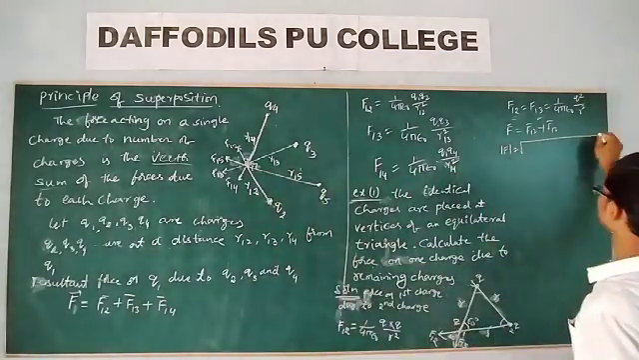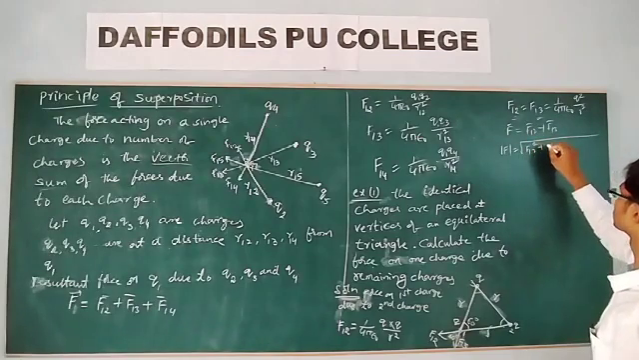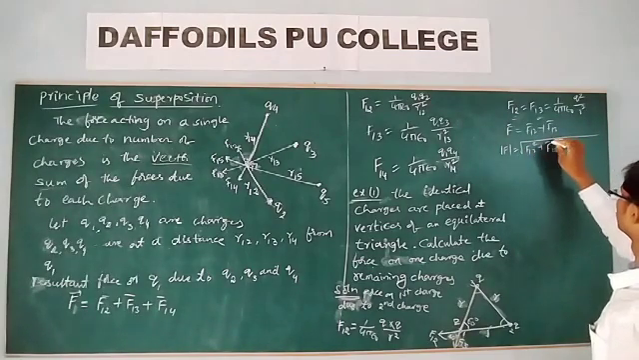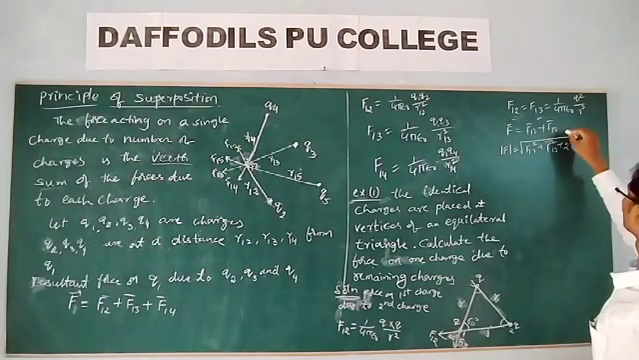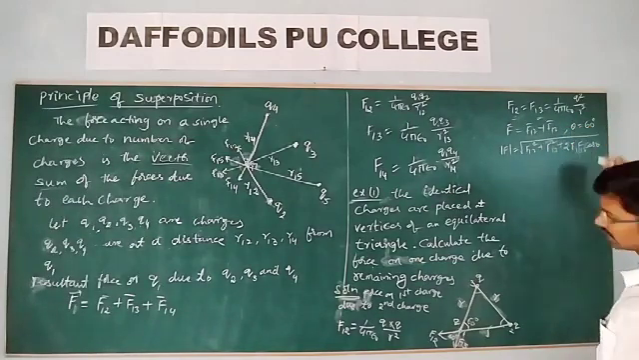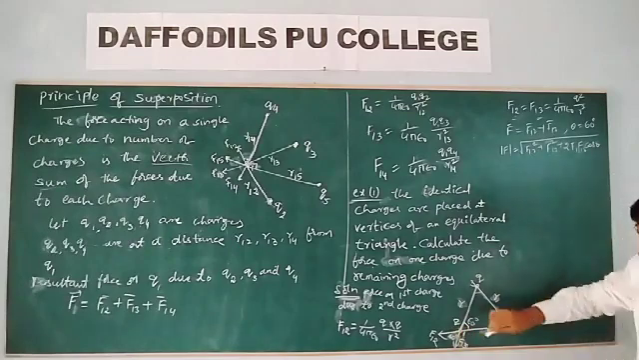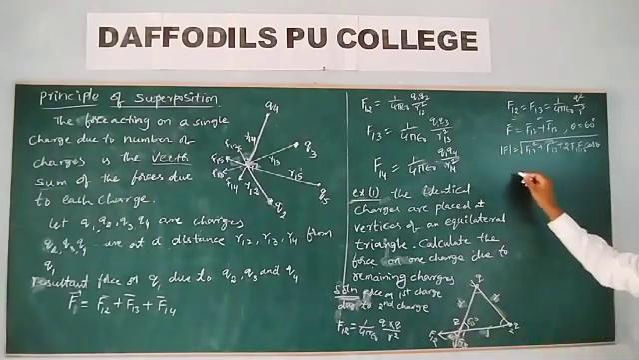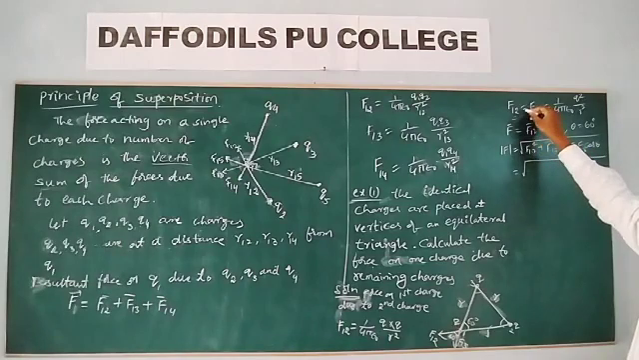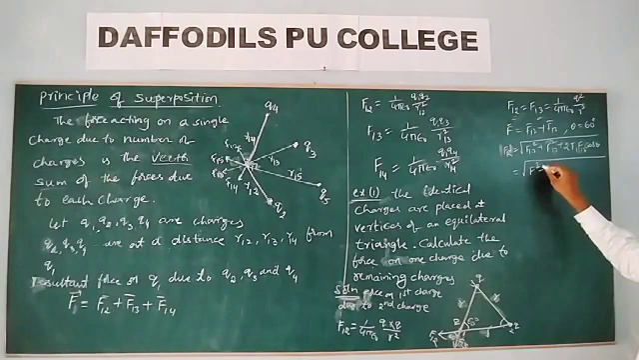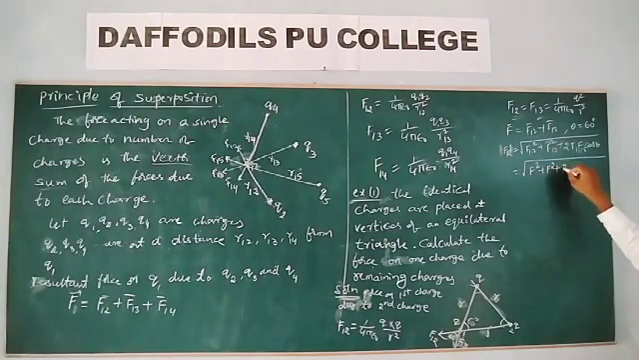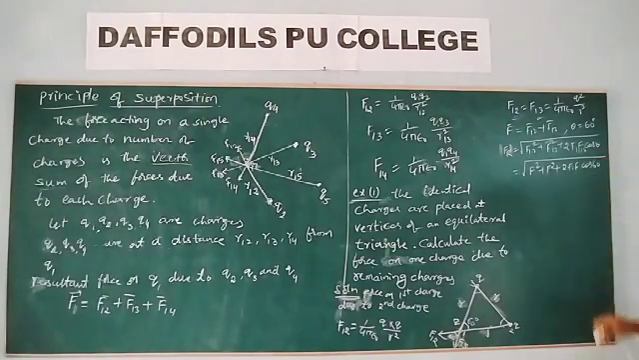F is equal to root of F12 square plus F13 square plus 2 F1 F2 cos theta. Now what is the angle between these charges? 60 degrees. These two are at an angle. What is this angle? 60 degrees. You substitute, F1 and F2 are the same. Is it okay? Then F square plus F square plus 2 into F into cos 60.